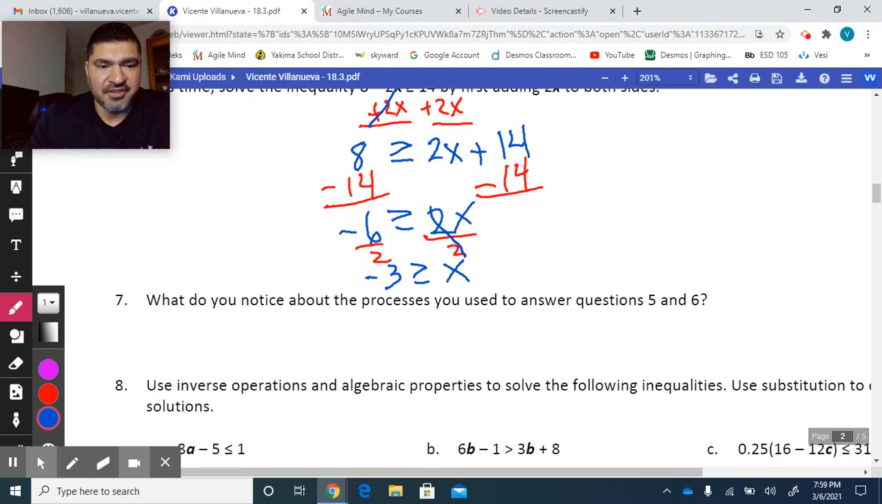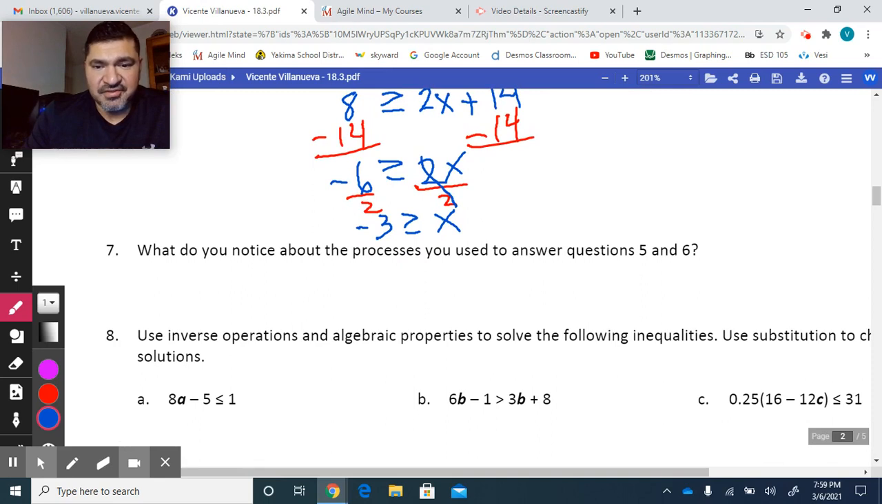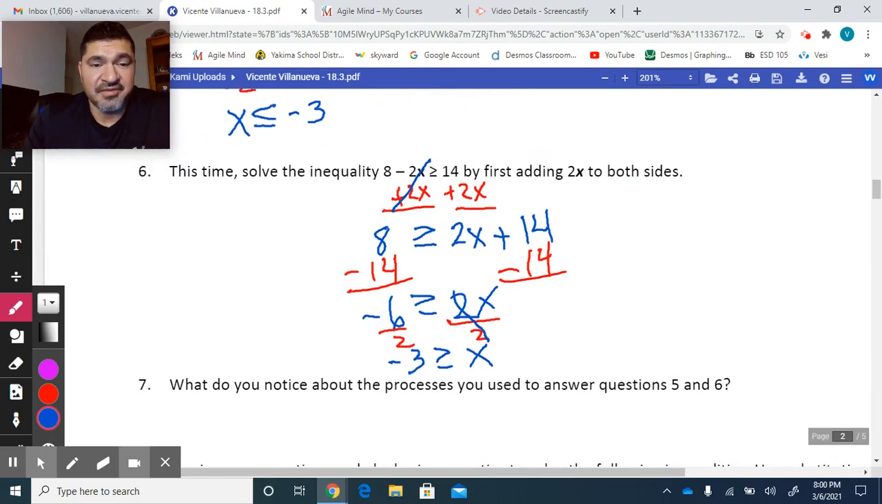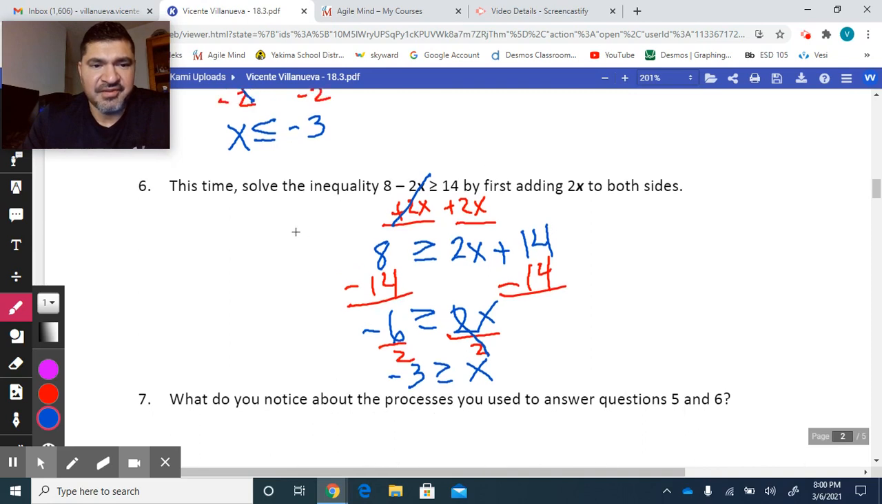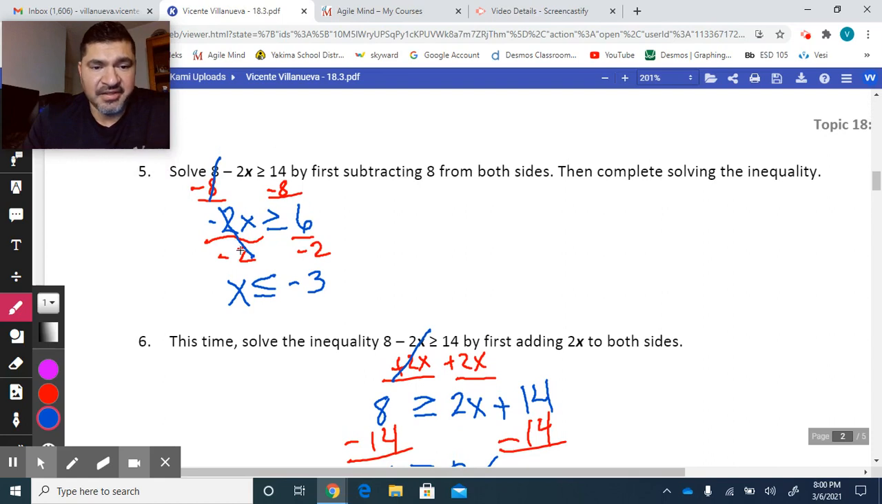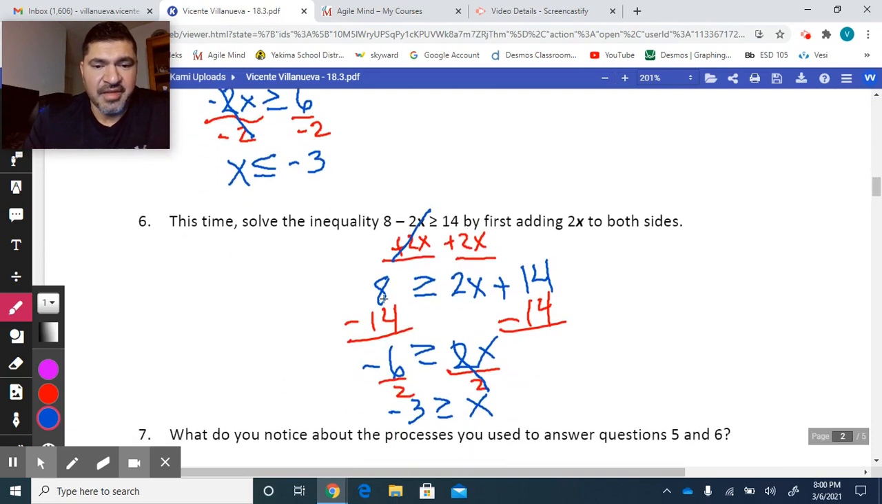All right, let's go ahead and take a look at number 7. What do you notice about the process you used to answer questions 5 and 6? You should have noticed that we did get the same answer. We talked about that this is the same as this. But what did you notice about the process? On number 5, because we divided by a negative, we had to flip the sign. On this one here, we did it differently. We added the 2x, so we didn't have to multiply or divide, and we did not have to flip the sign, yet we still ended up with the same result.